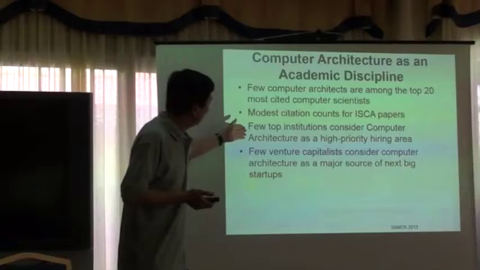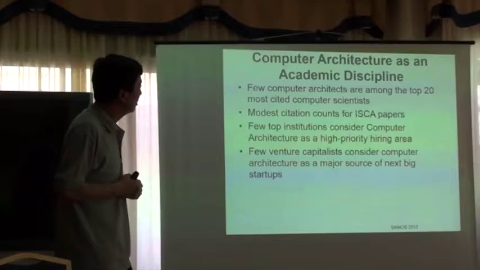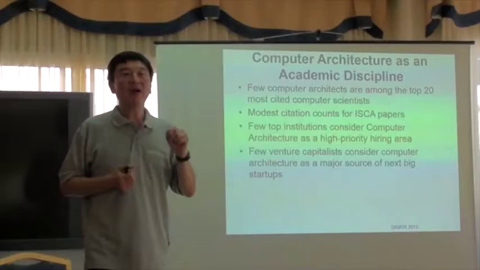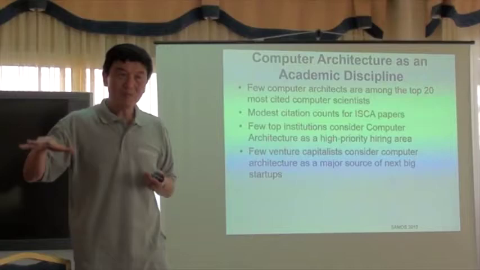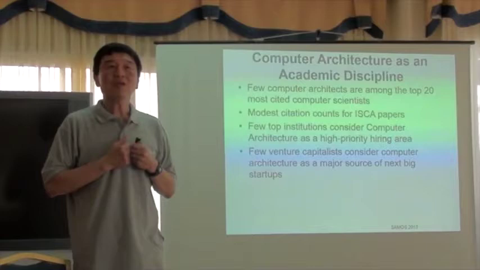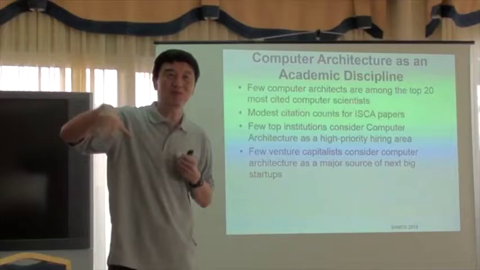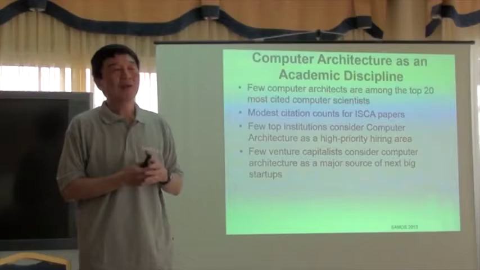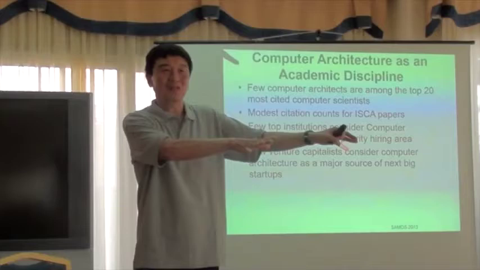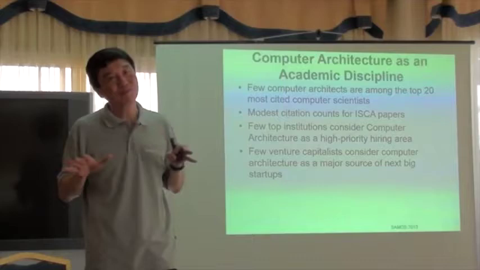Few top institutions today consider computer architecture as a high priority hiring area. This year, in my own institution, I looked around and said, here are some very strong computer architects, right? And let's interview them. And people say, since you're here, you're kind of a useful guy, so we'll let you interview them. But we'll hire them only if we cannot hire in these other areas. And that doesn't help me. It feels very, very bad in these meetings.